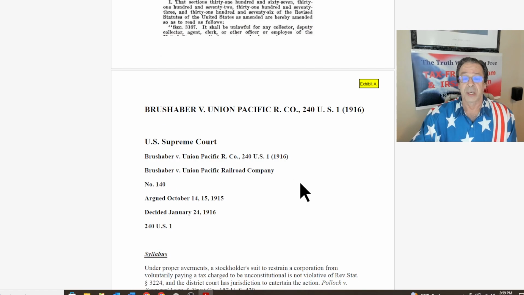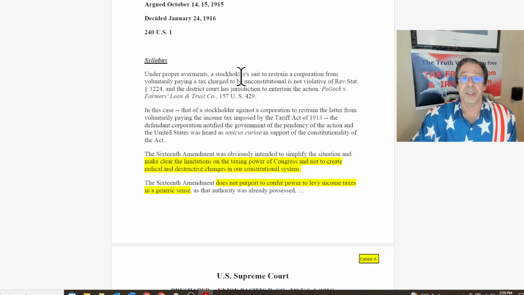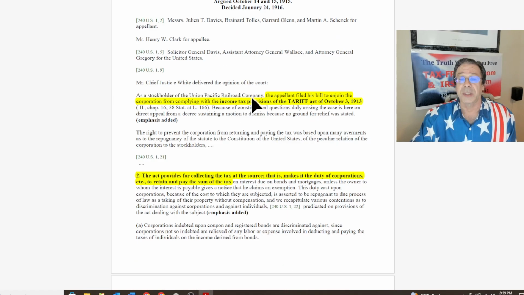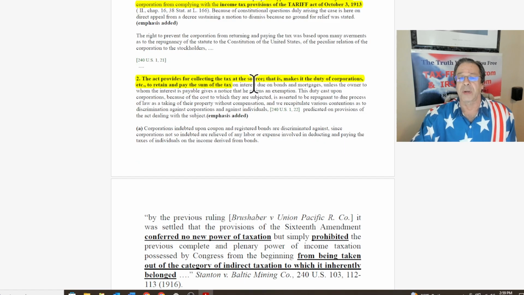In the 50 states, it's a tax that's collected, and the Brushaber Supreme Court decision told us that the appellant filed his bill to enjoin the corporation from complying with the income tax provisions of the Tariff Act, the foreign tax. And they tell us that the act provides for collecting the tax at the source. Makes it the duty of corporations, etc., to retain and pay the sum of the tax. That sounds like an indirect tax that is collected by someone and then turned over, what they collect.